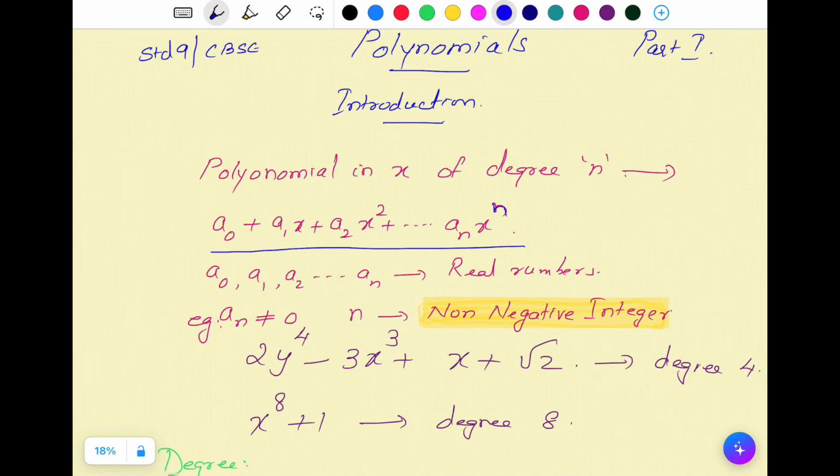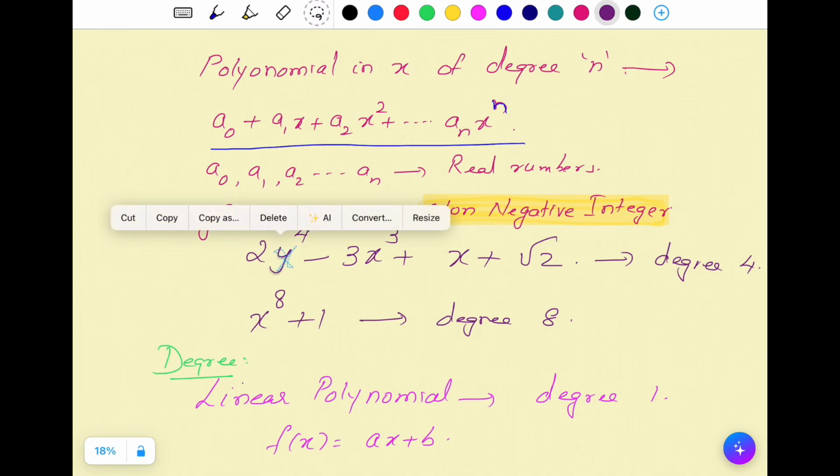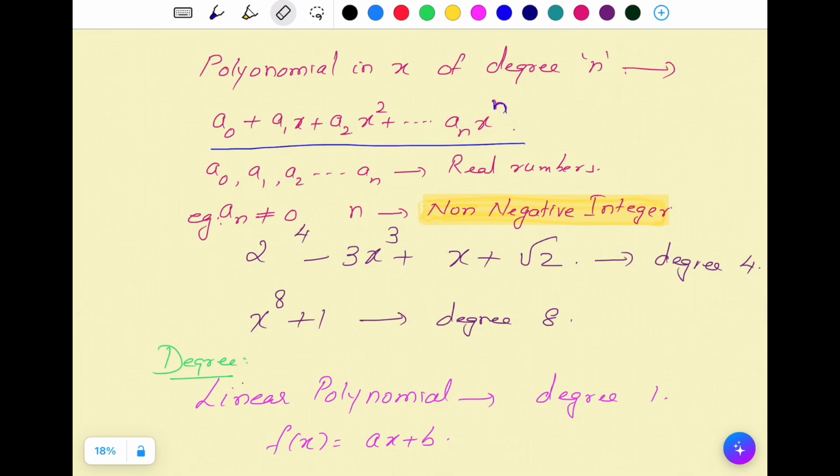So, consider this example: 2x to the power of 4 minus 3x cube plus x plus root 2. Here the degree of this polynomial is 4. This is the highest degree.